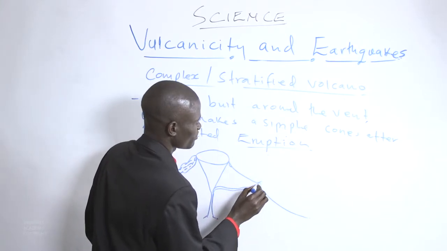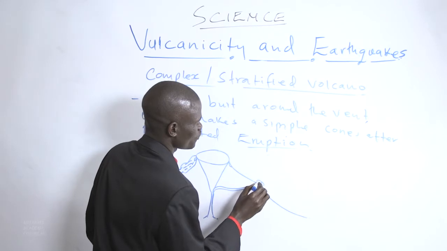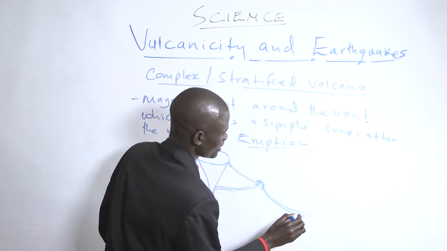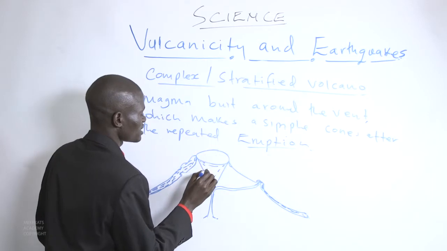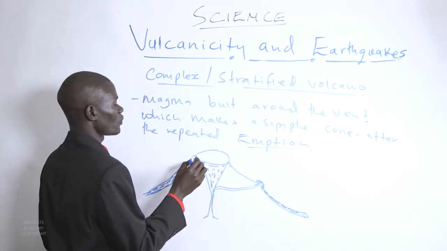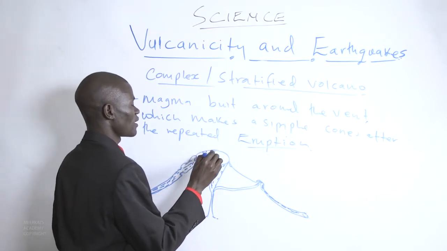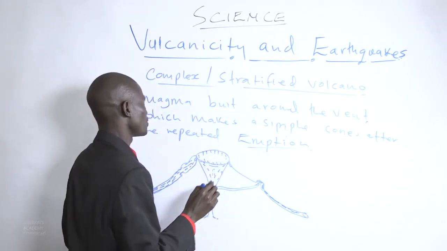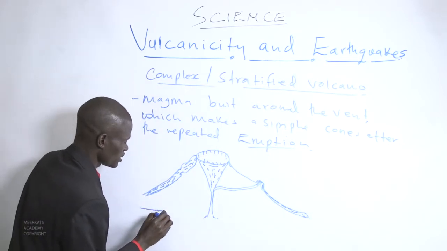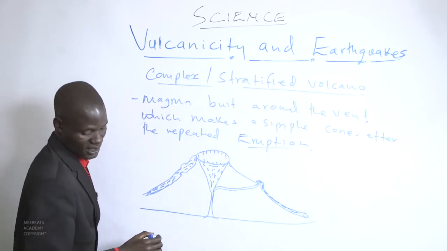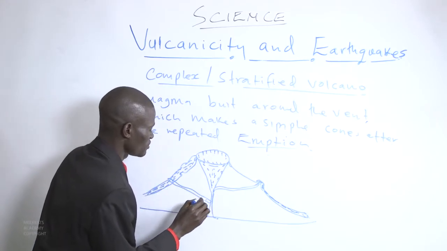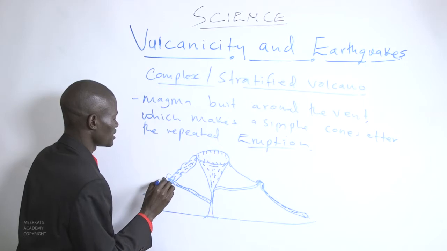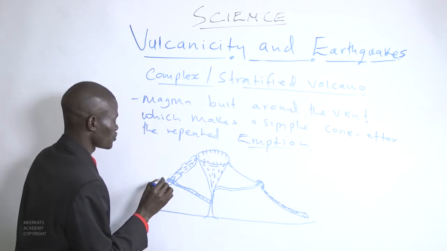A small cone can be built here, and then it begins to flow, leading to the formation of the same after the repeated volcanic eruption. And then when this material has piled up, it will result in a hollow depression. That hollow depression is the one that gives it the feature of being stratified. It is stratified because some of the materials have been ejected out and they form a small conelet around this area.